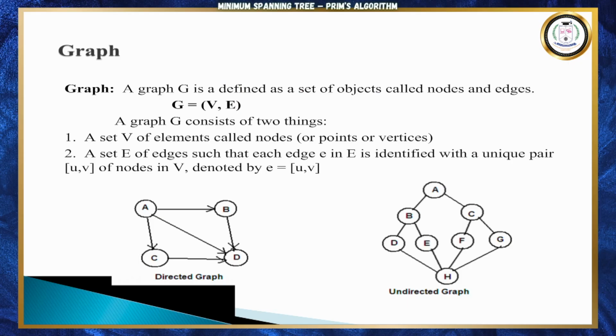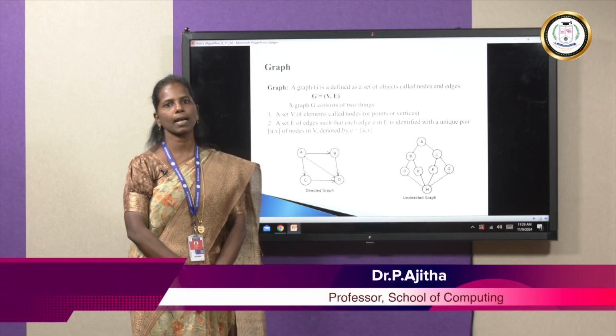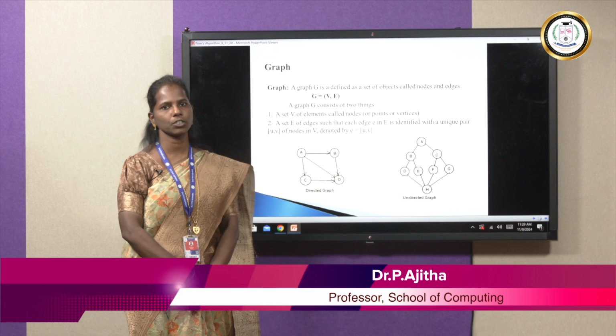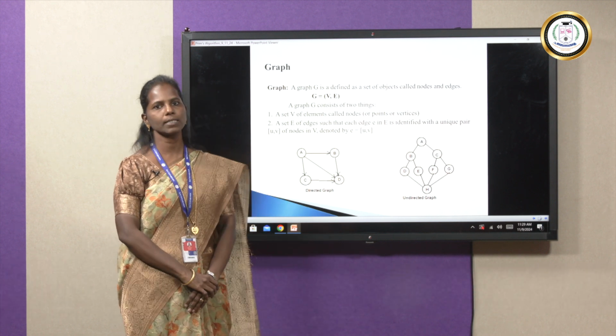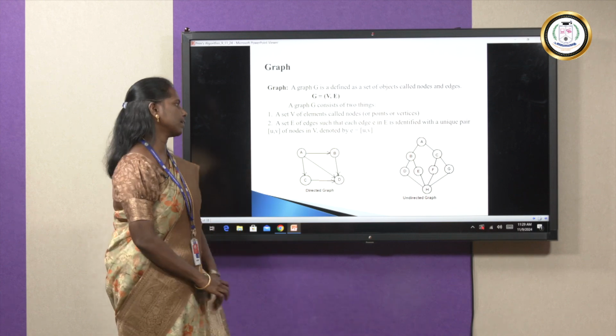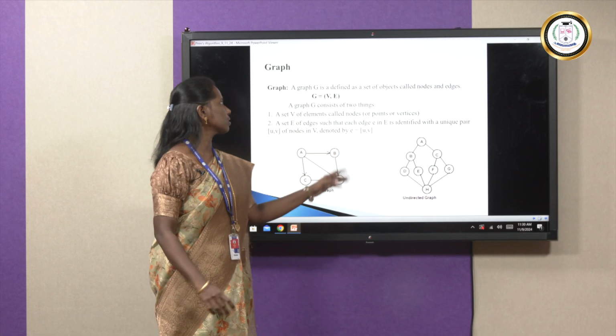First, let us see what is a graph. A graph is a collection of nodes and edges. We can represent a graph as capital G equals capital V, comma, capital E, where capital V represents the set of nodes and capital E represents the set of edges. Here we are representing two types of graph. One is directed, another one is undirected graph. The difference between directed and undirected graph is, in the case of a directed graph, the edges will have an arc. Okay, so this is about your graph.